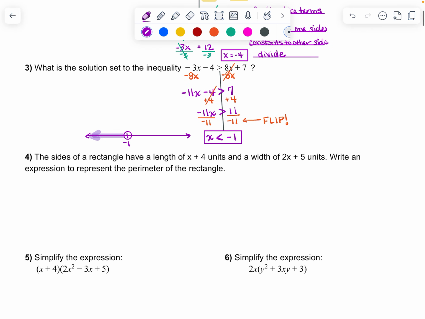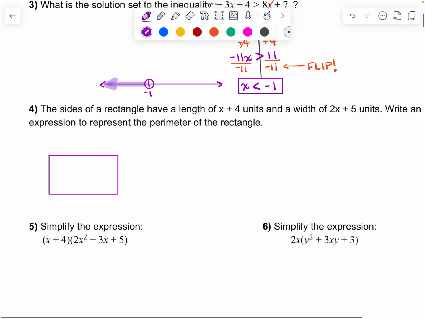All right, moving along. The sides of a rectangle have a length of x plus 4 and a width of 2x plus 5. If you need to, don't ever hesitate to draw a picture when you have a rectangle problem. So the lengths are x plus 4. Remember, there's two lengths. And the widths are 2x plus 5, and there's two of those as well. So this is kind of what our picture looks like.